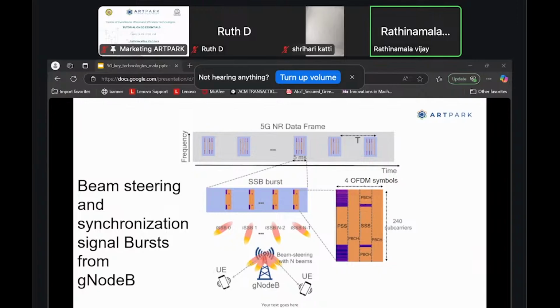Every NR radio will listen to this physical broadcast channel when it first powers on, or when it loses connection with the base station, and then when it enters a new cell, it listens to this PBCH signal and tries to connect to the base station.